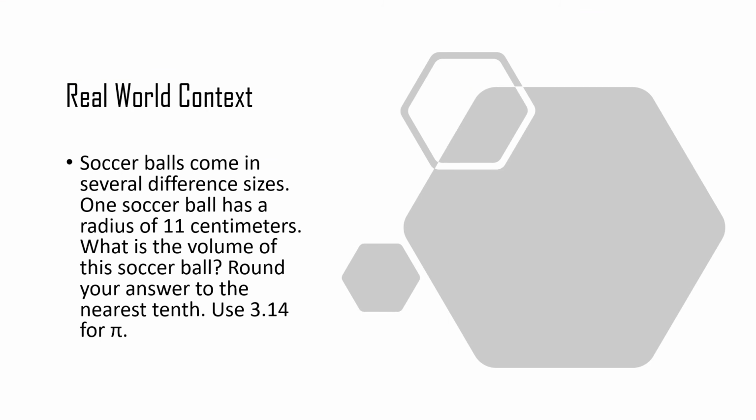All right, so let's look at a problem in a real-world context. So soccer balls come in several different sizes. One soccer ball has a radius of 11 centimeters. We want to know the volume of that soccer ball. We're going to round our answer to the nearest tenth and use 3.14 for pi. So one of the key components of this is this idea that the radius is 11 centimeters. That's really the only bit of information I need for the sphere. So in a lot of ways, it's an easier formula to work with.